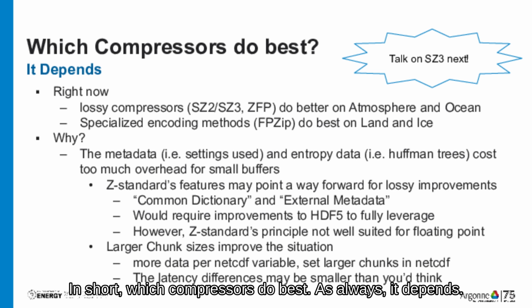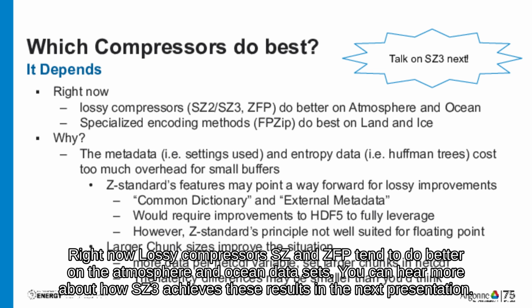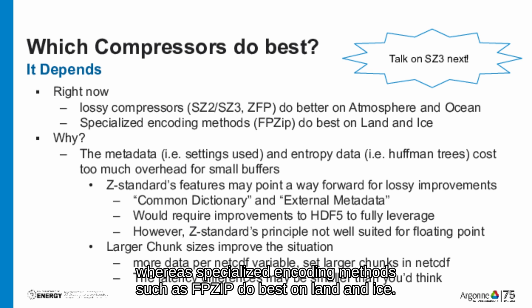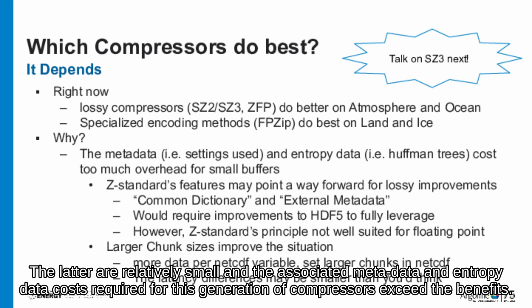Which compressors do the best? As always, it depends. Right now, lossy compressors SZ and ZFP tend to do better on the atmosphere and ocean datasets. You can hear more about how SZ3 accomplishes these performance results in the next presentation. Whereas specialized encoding methods such as FPZIP did best on land and ice. The latter are relatively small per buffer, and the associated metadata and entropy costs required for this generation of compressors tend to exceed the benefits.